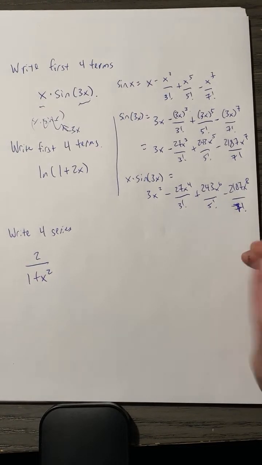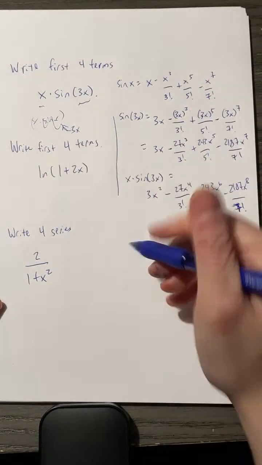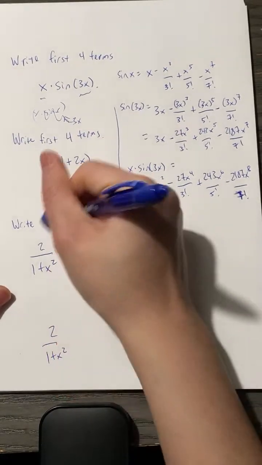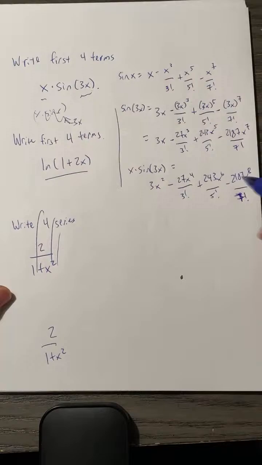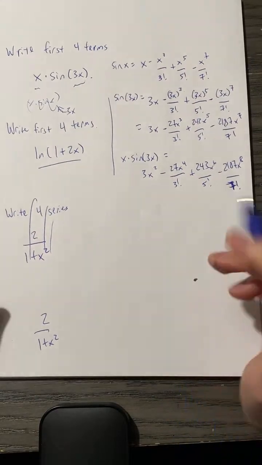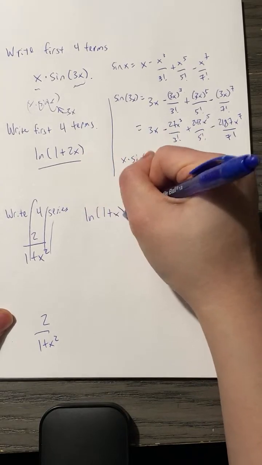Pretty standard question. Okay, so just for space reasons, let's leave the 2 over 1 plus x to the side, and let's do this ln of 1 plus 2x. So ln is the weird one. It is more likely that if it were asked on the AP exam, they would already give you the series.